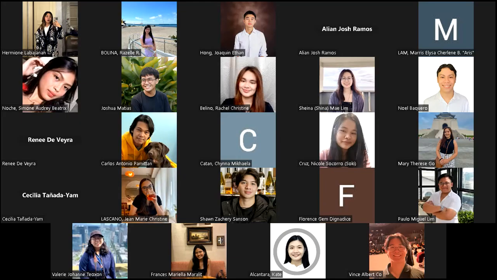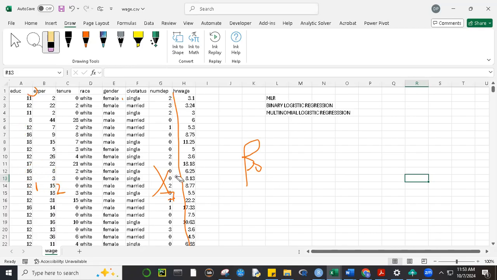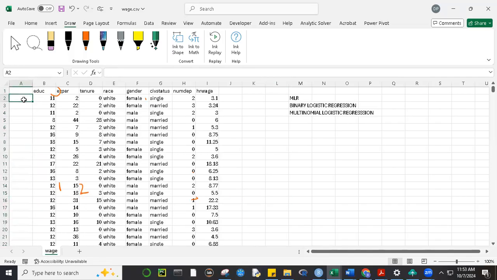So what will happen is that we're going to introduce, let me do that. Oops, sorry. Let me delete this. And then I'll insert here. What will happen, class, is that there will be another column here, another vector. This will contain all 1s.